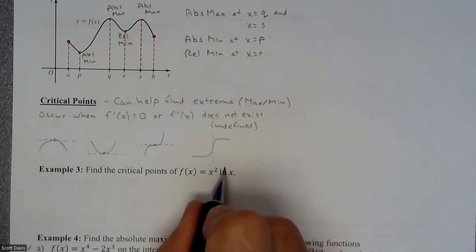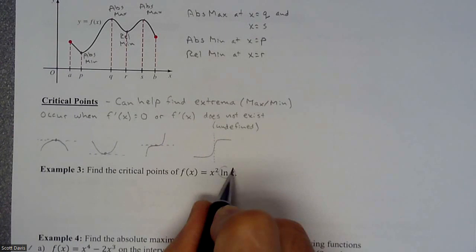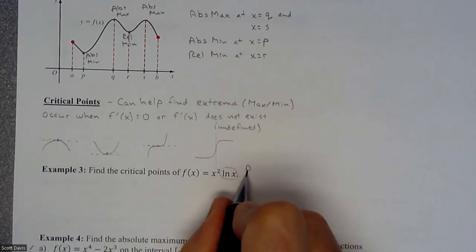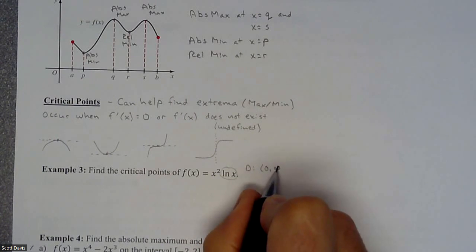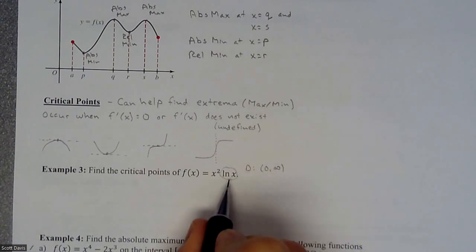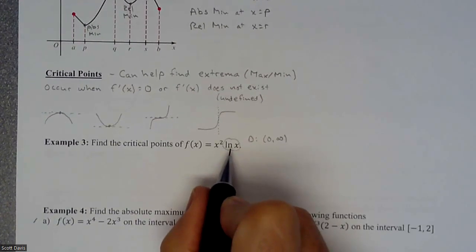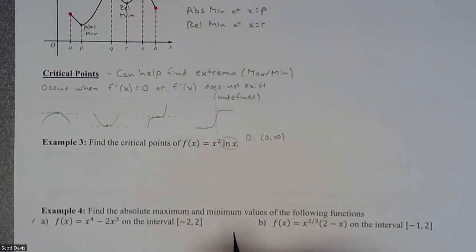Just to throw this out here, this piece right here, the natural log of x, does have a domain of 0 to infinity. Remember that you can't log negatives and you can't log 0. So just keep that in the back of our mind as we go through things.